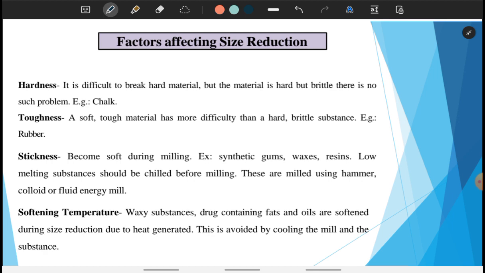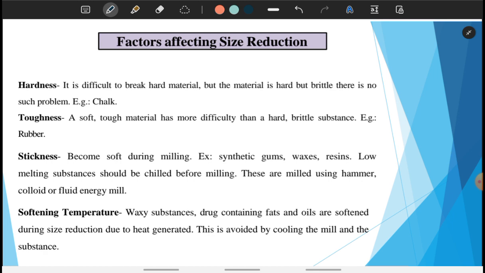Next is toughness. Toughness is an important factor, as soft but tough materials present more problems in size reduction than hard but brittle substances. As you can take the example, it is easy to break blackboard chalk, but it is difficult to break rubber because rubber is soft but tough. So we are not able to break or reduce the size of rubber.